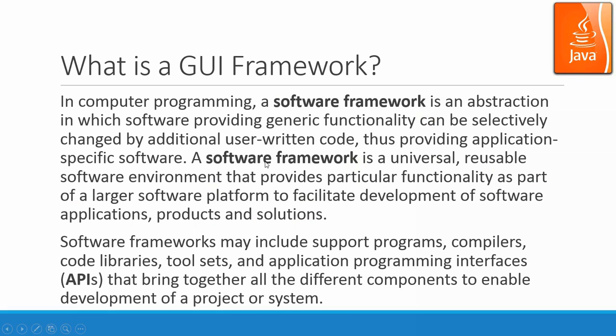So a software framework is some kind of library that you can calibrate for different applications. A software framework may include support programs, compilers, code libraries, toolsets, and application programming interfaces, APIs, that bring together all the different components to enable development of a project or system. But it doesn't have to have all of these. Just maybe a code library and toolset will be enough to become a framework. And sometimes the API is more important than other things.